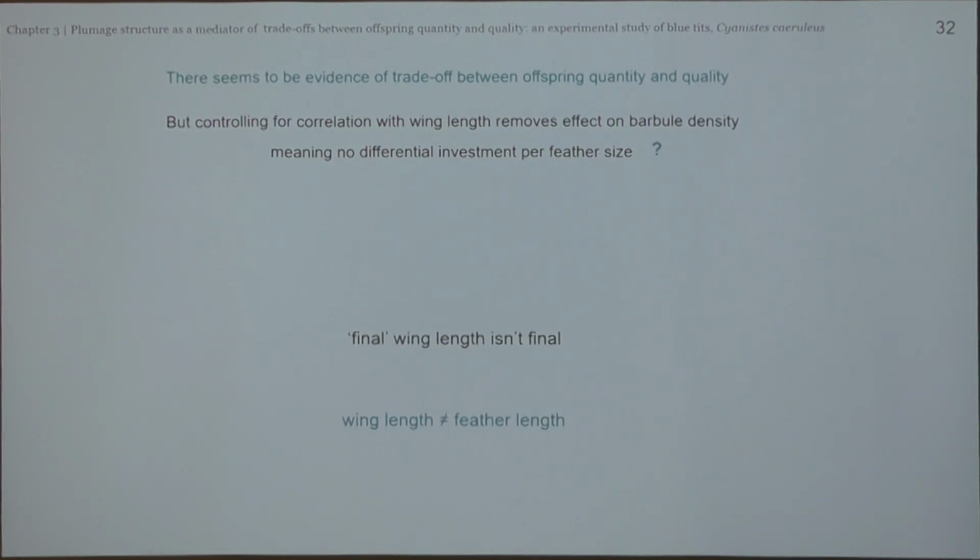But I have to highlight that I'm not sure whether we can conclude anything very conclusively, because the wing length that we measure on day 15 isn't really their final wing length, as their feathers aren't fully grown at that point. And also we measure the wing length, not the feather length. So a wing length can be made up of different skeletal sizes and also different feather sizes. I'm happy to go into more detail about this, but I think our methodology limits us from actually being able to tell whether any differential investment towards barbule density occurred.